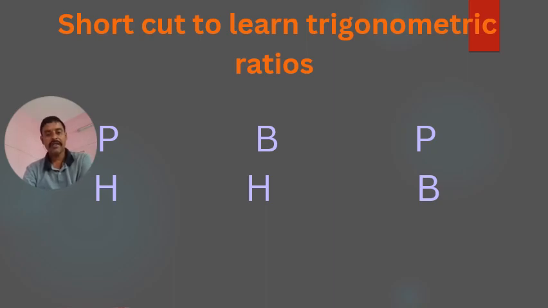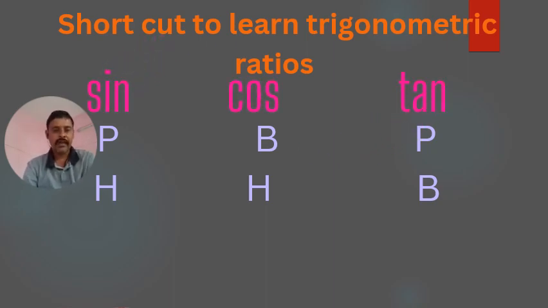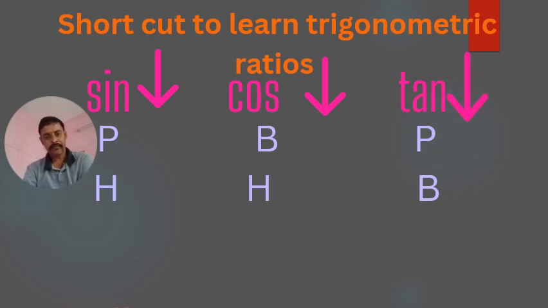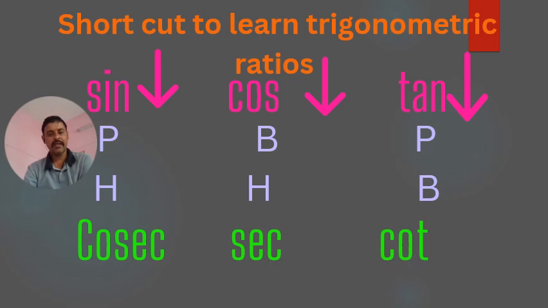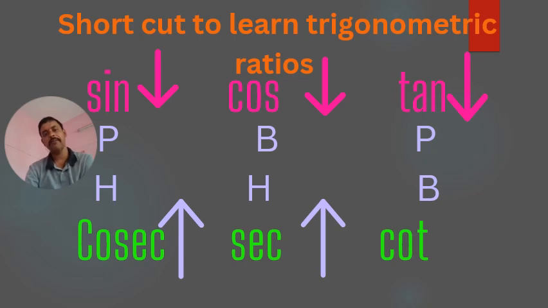So how does this help? This helps in this way. If we have to write sine, cos, tan, now see these arrows. This arrow points downward, means sine is the ratio of perpendicular upon hypotenuse, cos is the ratio of base upon hypotenuse, tan is the ratio of perpendicular upon base. Similarly, now see these three ratios, cosecant. Here the arrow goes upward, means ratio of hypotenuse upon perpendicular. Secant, hypotenuse upon base, and cot means base upon perpendicular.